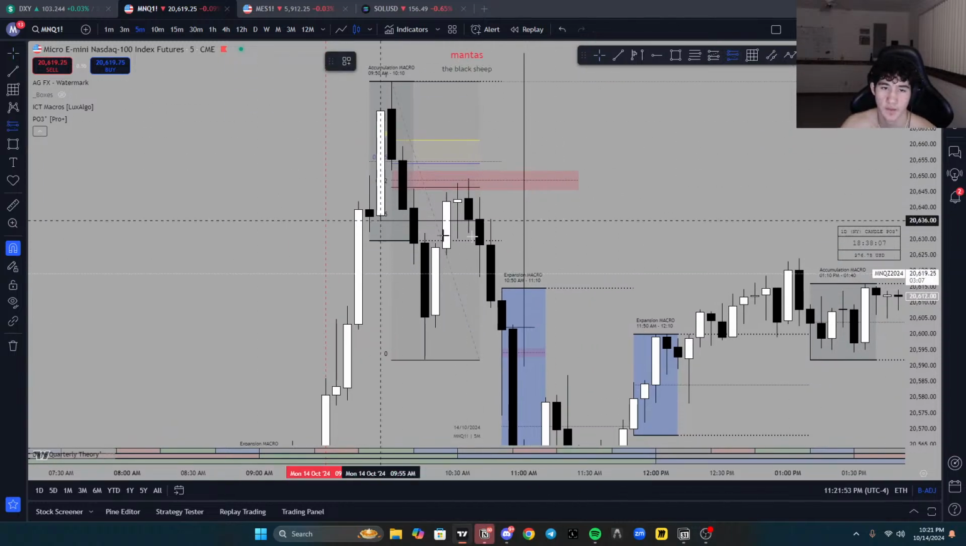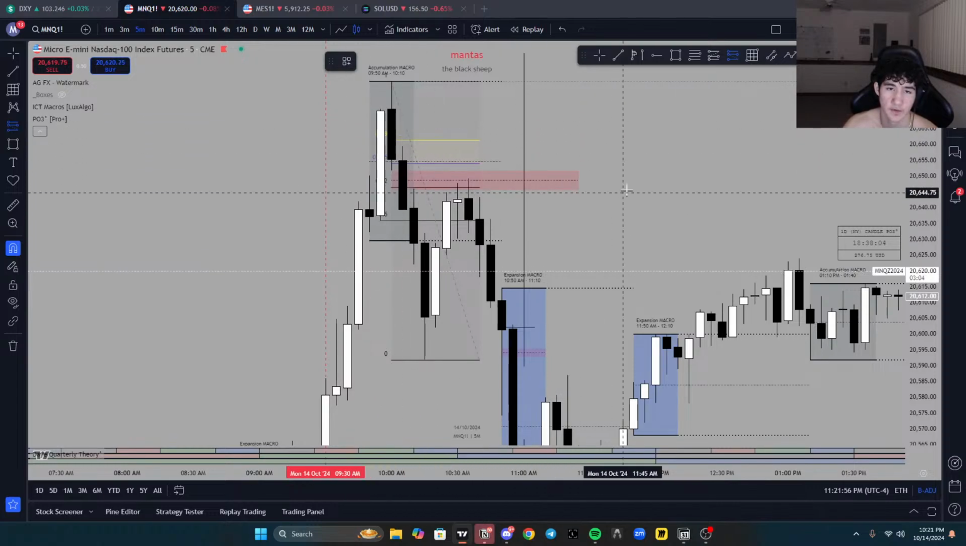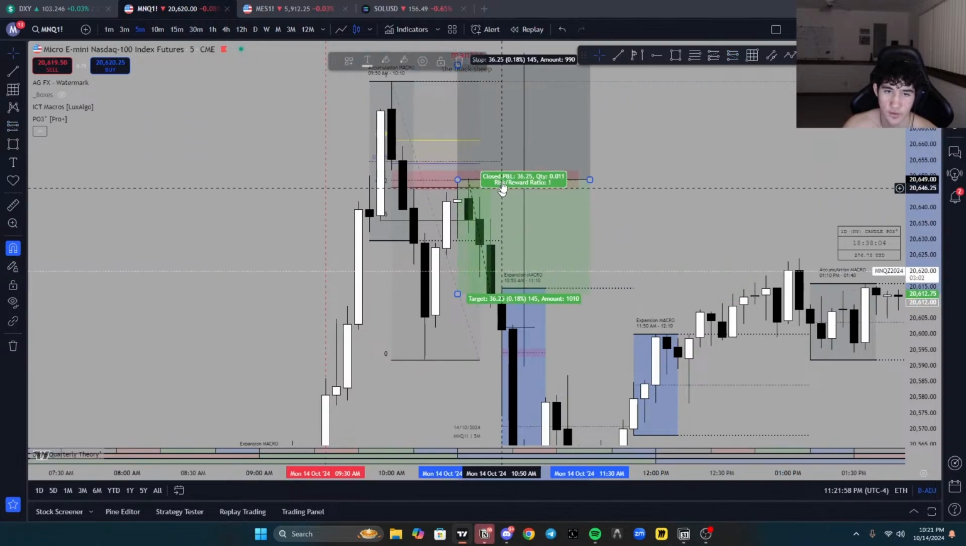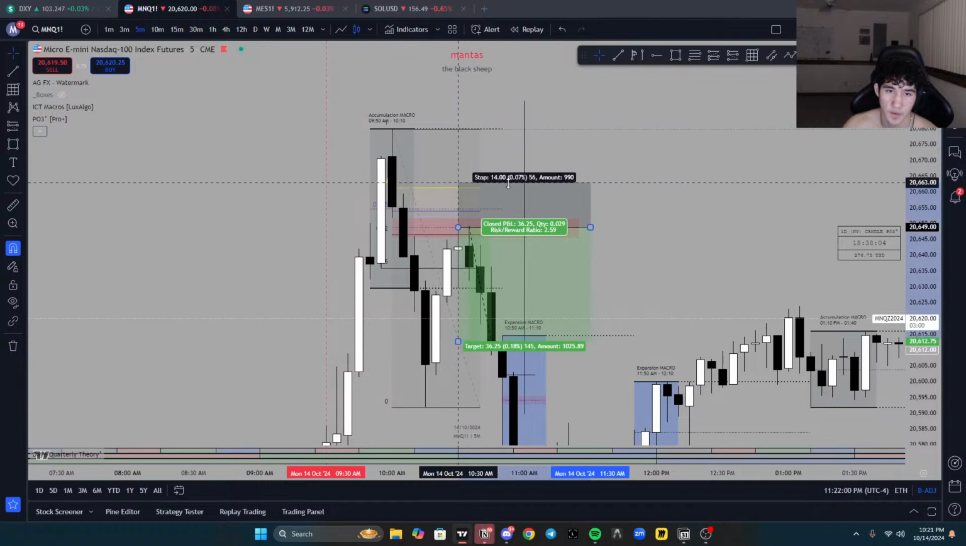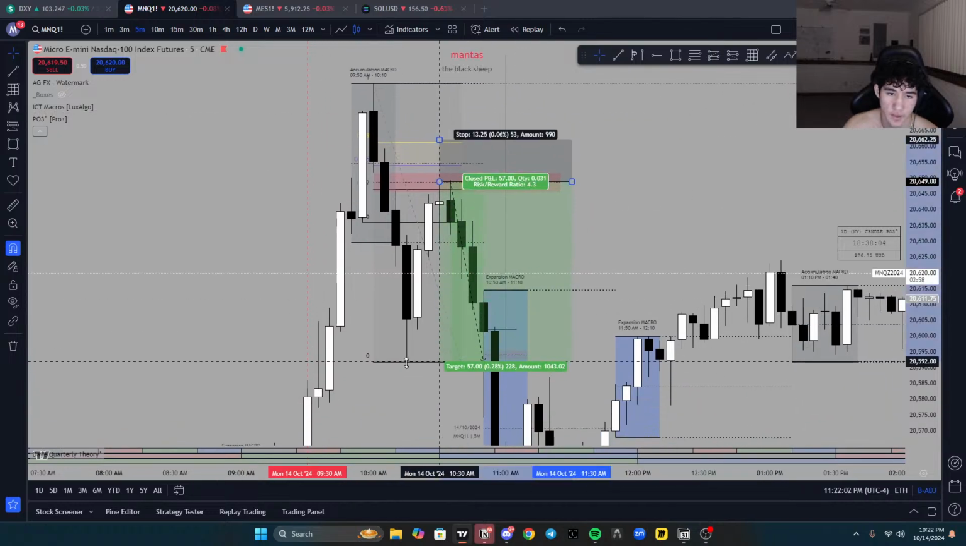But the way I secured payouts back then, it was the first 5-minute premium or discount fair value gap we tap into. That's why I took shorts off of. My stop back then would have been above OTE. My target would have been low hanging fruit. But yeah, this is silver bullet.